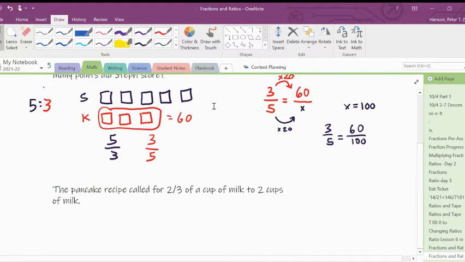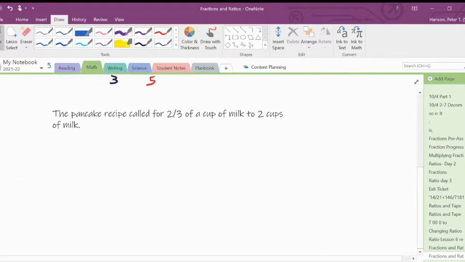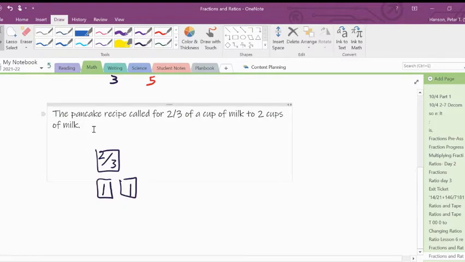So we have this pancake recipe. It calls for 2/3 of a cup of milk to 2 cups of flour. So there's a lot of things that you could do with this. I know that I've got 2/3 here, and I've got 1 and 2, right? And I've got my 2/3 up on the top. So I can see that this is not quite a whole, and I know that I have 2 wholes here. I could add on to this in a couple of different ways.